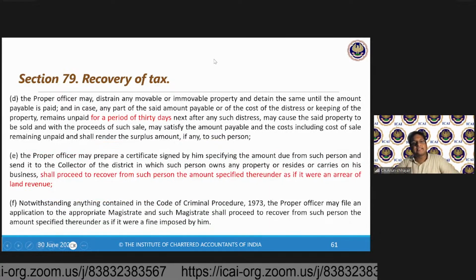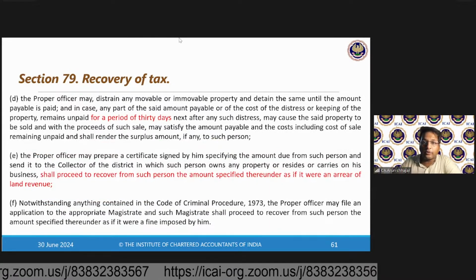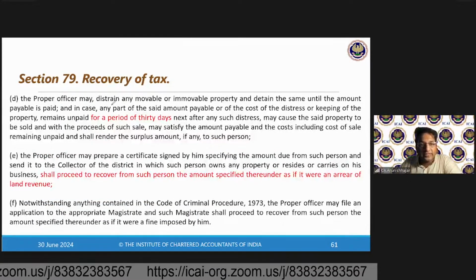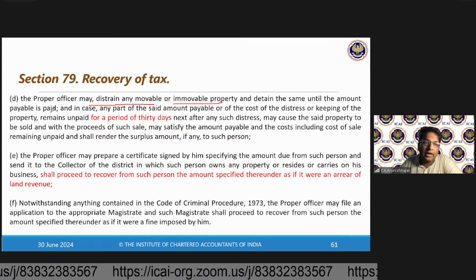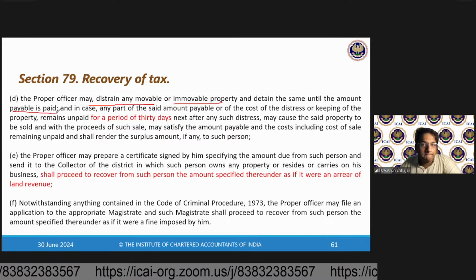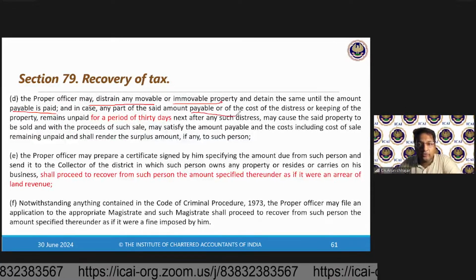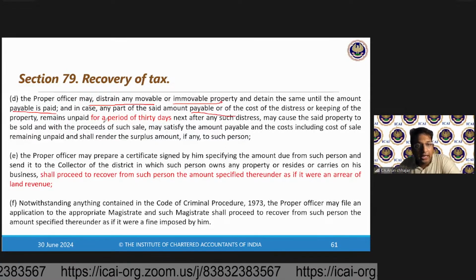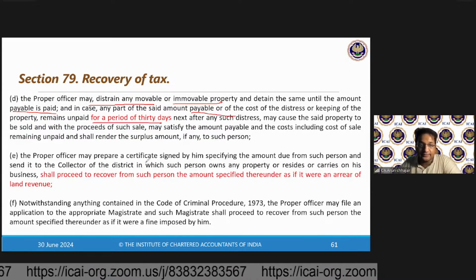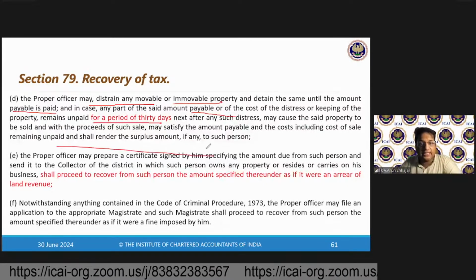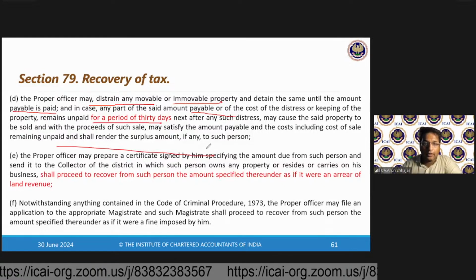Then Section 79 further talks about how the officer may distrain any movable or immovable property and detain the same until the amount payable is paid. If the amount and the cost of that distress remain unpaid for a period of 30 days, he can recover by selling off or disposing of that asset. And if any surplus is there, it can be given to that person.